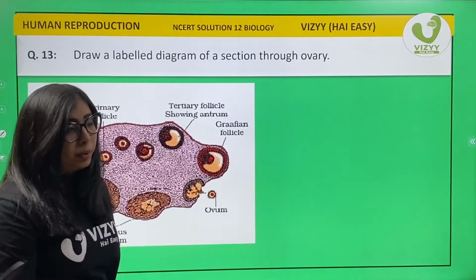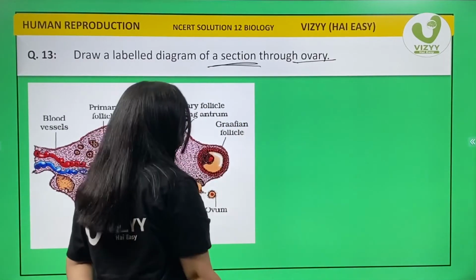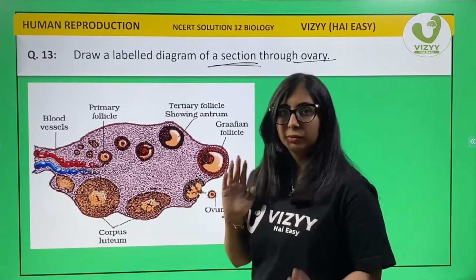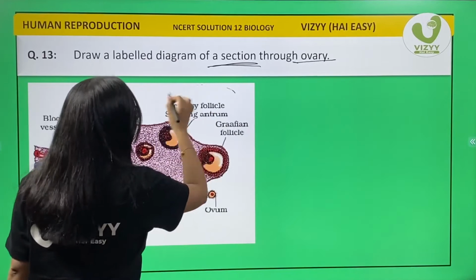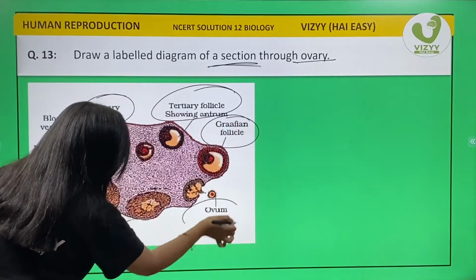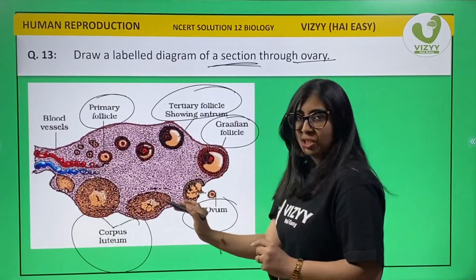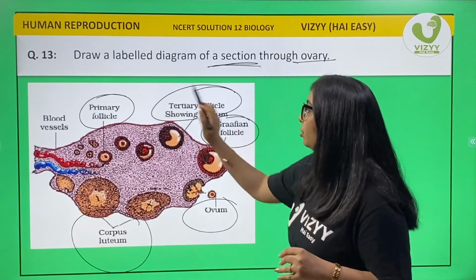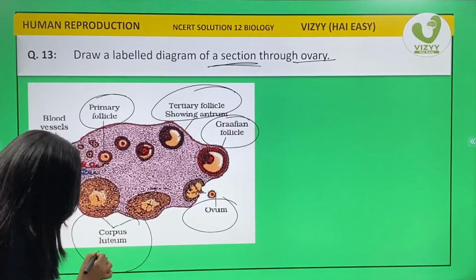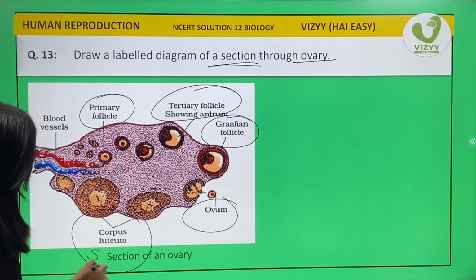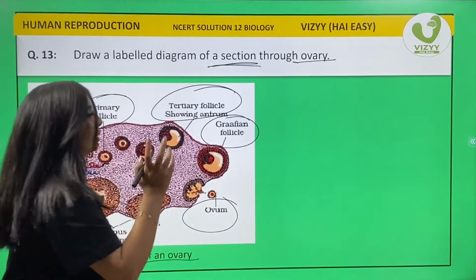Again, a diagram. Draw and label an ovary, a section of an ovary. Okay, so we have to note these things are important: primary follicle, tertiary follicle, Graafian follicle and ovum, and corpus luteum. So our cross section should always have five labels and one more, that is known as section of an ovary. These are the important labels, and let's start drawing.